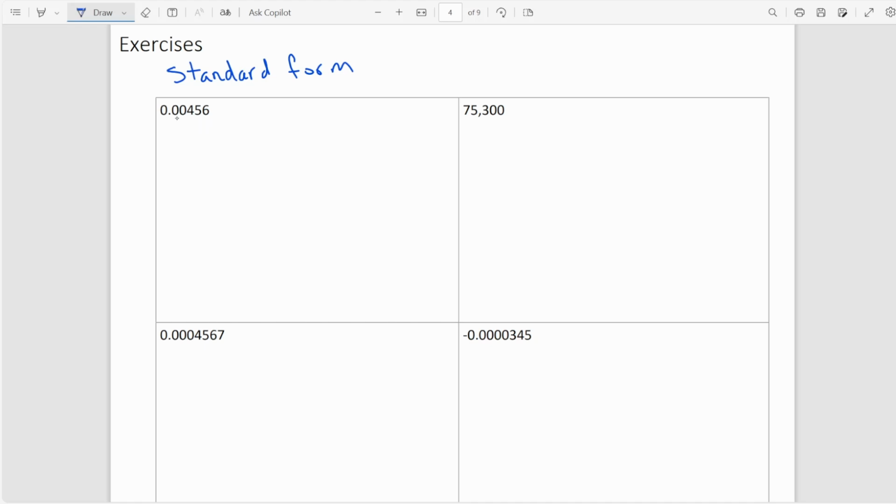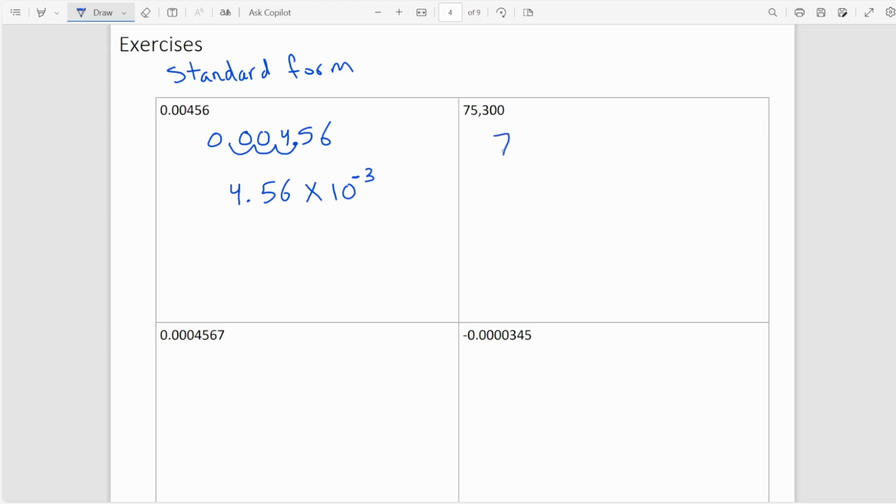So firstly, we have 0.00456. I will move to the right 1 time, 2 times, and 3. And I will stop here because this is between 1 and 10. So 4.56 multiplied by 10 to the power of 1, 2, 3. We moved 3 times, and my number was smaller. It got bigger, so this should be smaller, so negative. Okay, and that's it. This is the answer.